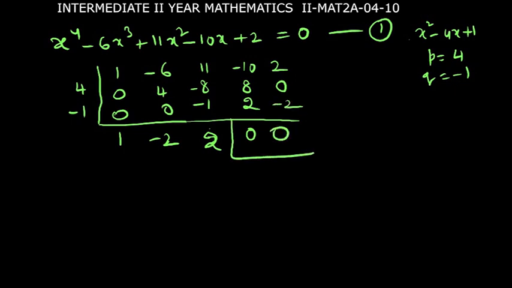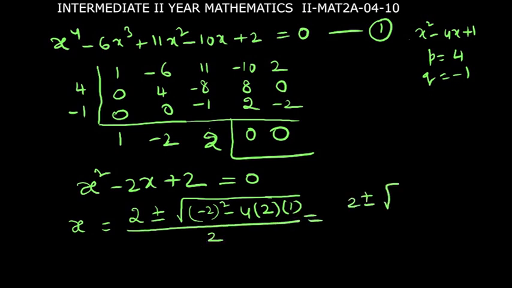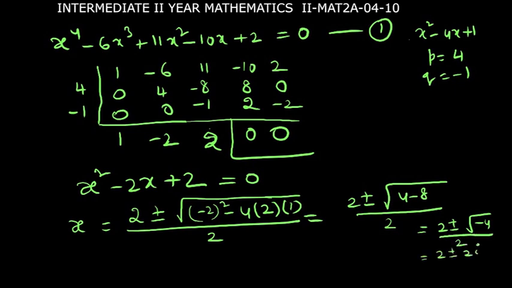So what is the quotient? Quotient is x square minus 2x plus 2. Okay. If you get the roots of this quadratic equation, you are through. So what are the roots? x is equal to minus b plus or minus under root b square minus 4ac by 2a. This is 2 plus or minus under root 4 minus 8 by 2, which is 2 plus or minus 2i by 2, which is equal to 1 plus or minus i.